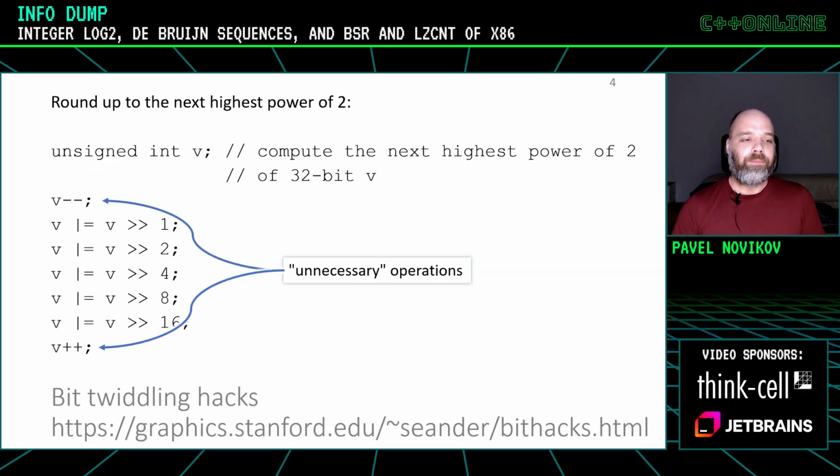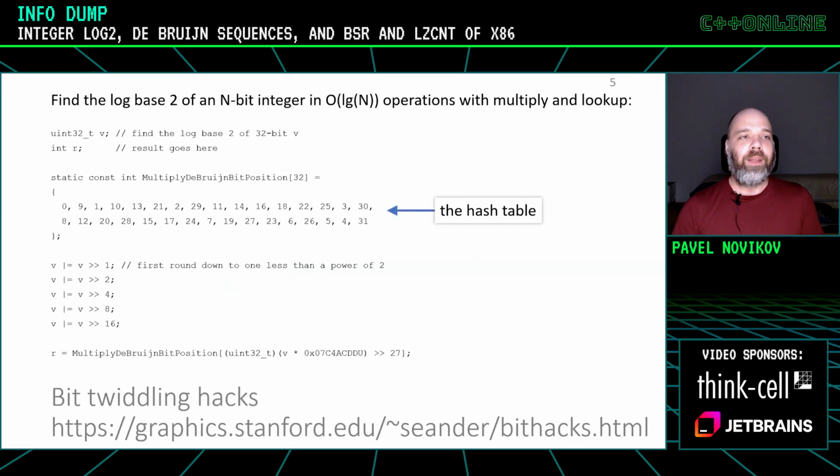So now we can use it to implement logarithm. We could, before applying this trick, round our arbitrary number to the next highest power of 2. This is the algorithm that I got from Bit Twiddling Hacks. Great site. I recommend it to you.